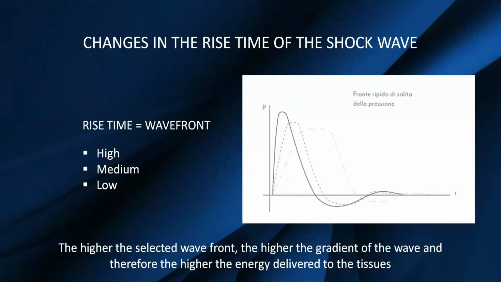So we can use a high rise time, for example, for bone or on stiff tissues. We can use a medium rise time when we want to treat, for example, the tendon. We have the possibility to use a low rise time just to treat, for example, the skin or superficial tissues, or better, we can use the setup of the machine for the acute phase or the inflammatory phase in tissues.